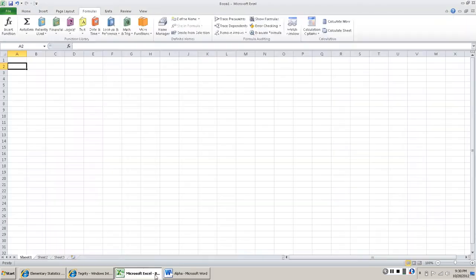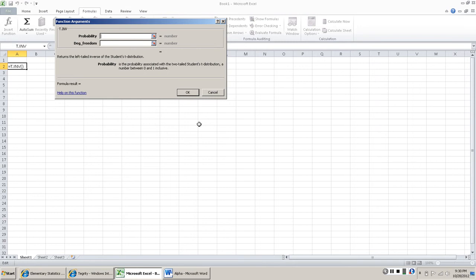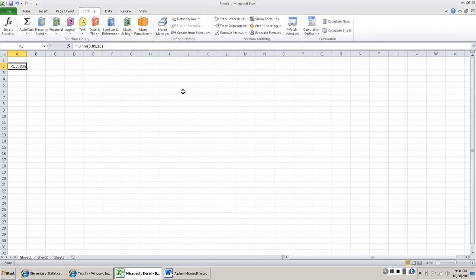Now we're going to switch to Excel, and we're going to go to More Functions under Formulas, and we're going to go down to T inverse. Now we're going to put in our probability 0.05, and we're going to put in our degrees of freedom 15. Now notice down here what this says. This says returns the left-tailed inverse of a student's t-distribution. This means the answer I'm getting now is the left tail. So this means you're getting the value that's on the left side or the negative side of your graph.